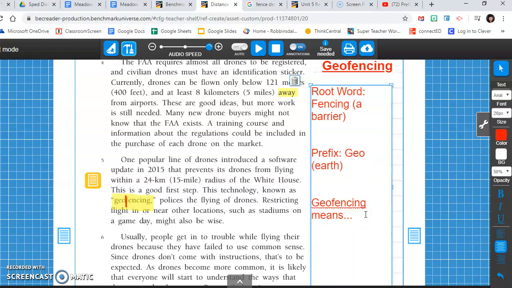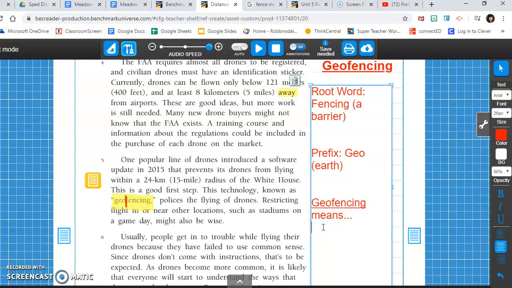I have to combine the root word with the prefix and see, does a definition come about when I put those words together? So if I combine the prefix geo, which means earth, with the root word fencing, which is a barrier, I think I can kind of infer that this might mean geofencing, which is a type of technology, is a barrier around a piece of land. Maybe because it's different than just a normal fence, and we have the word geo there, earth is big. Maybe geofencing is a type of technology that makes a boundary over a big area of land or a public area of land. So let me write down my prediction there.